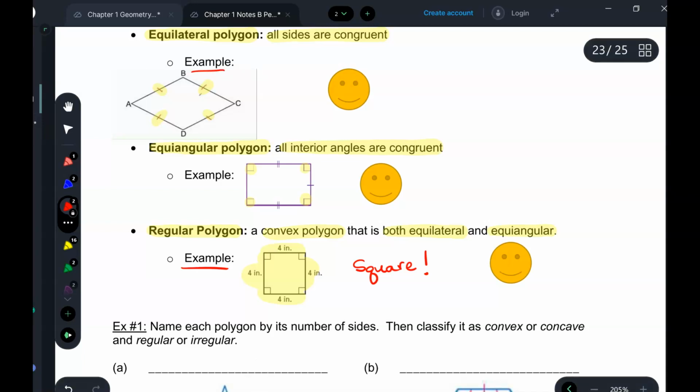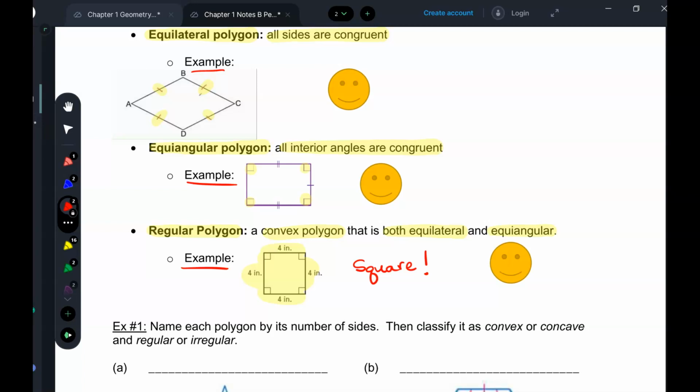So this is our one example. A rhombus is this one. This is a rectangle. If you made a shape that was both a rhombus and a rectangle, you get yourself a regular polygon. That's a square. So this is equilateral and it's equiangular. When we combine that, we get a regular polygon.